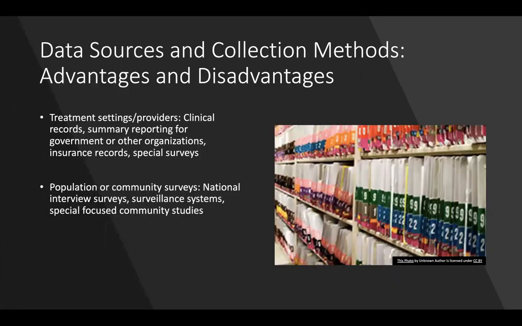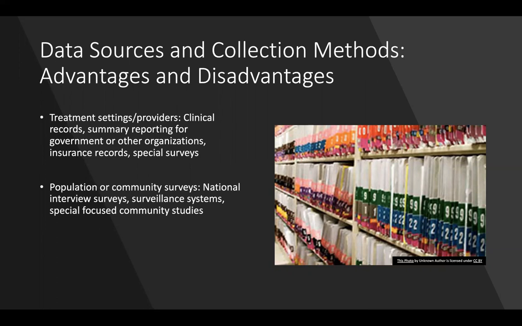So data sources and collection methods, some advantages and disadvantages. Treatment settings and providers: you can use clinical records, summary reports for government or other organizations, insurance records, and special surveys. Advantages to this is you can get very detailed information. The disadvantages are that you're having to rely on the accuracy of reporting by clinicians, and also that they are measuring illnesses the same across clinicians.